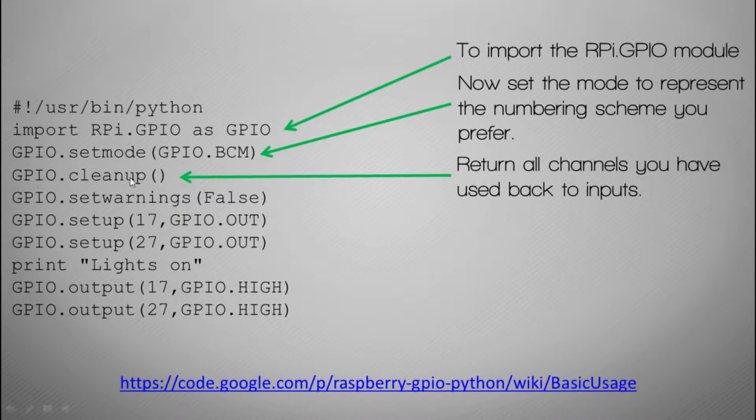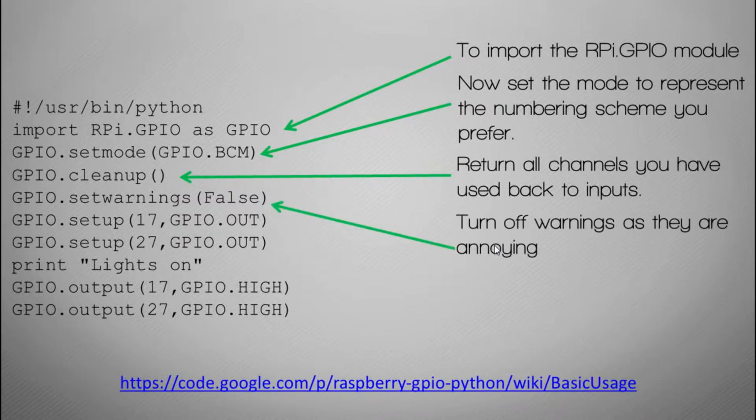The line below here turns all of our channels back to inputs. So if you turned some on or off in previous scripts you've been running, this will reset them all to input. This next one here deals with the lot of messages that will be pumped out to the screen that are often not needed. They're good for debugging, so you could change this to true whilst you're debugging, but we don't need it most of the time, and that stops a lot of messages going to the screen.